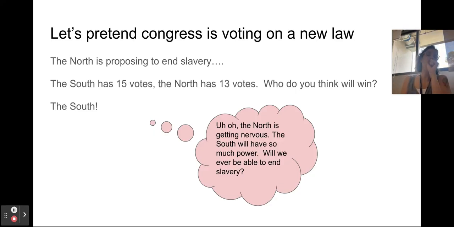So the North proposes to the South, we're not counting your enslaved people. You don't give them rights. They don't count in your population. Secretly, it's because they don't want the South to have so much voting power.